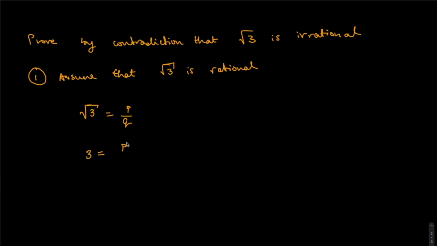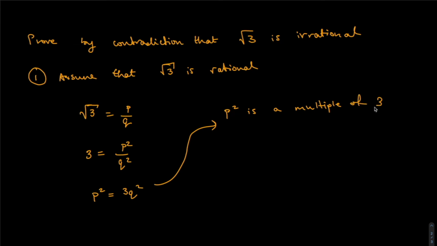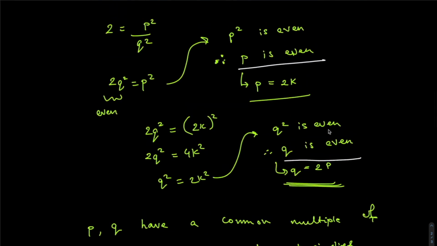Square root of 3 is equal to p squared by q squared. So we have p squared is equal to 3 times q squared. From this, we have p squared is a multiple of 3. So we have p squared is a multiple of 2. Therefore, p is a multiple of 2. Or actually, I wrote p is even, and then q is even. But I can also write multiple of 2 here.